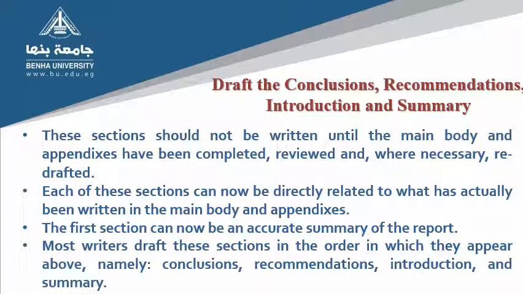Draft the conclusions, recommendations, introduction, and summary. These sections shouldn't be written until the main body and the appendixes have been completed, reviewed, and where necessary, redrafted. Each of these sections can now be directly related to what has actually been written in the main body and appendixes. The first section can now be an accurate summary of the report. Most writers draft these sections in the order in which they appear above, namely, conclusions, recommendations, introduction, and summary.